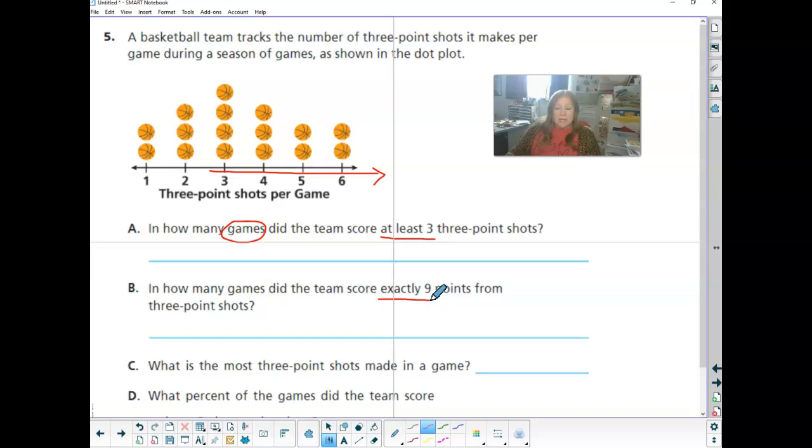Score exactly 9 points from 3-point shots. Guys, it's Friday afternoon and my brain is not mathing here. Okay, how many games did they score exactly 9 points from 3-point shots?